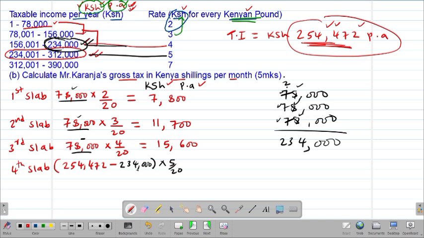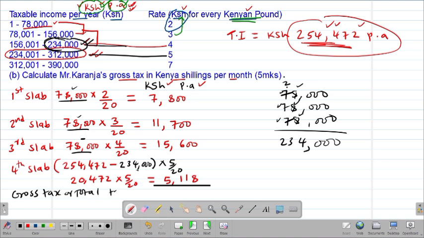So of course this is going to give us the following. If you take 254,472 minus 234,000, your calculator will give you 20,472. Then multiplied by 5 over 20. 20,472 times 5 over 20, your calculator would give you a total of 5,118 shillings. Therefore, for us to get what we call the gross tax, also called the total tax, we are simply going to add these amounts.